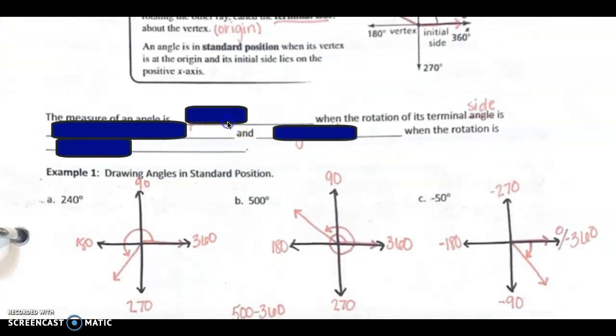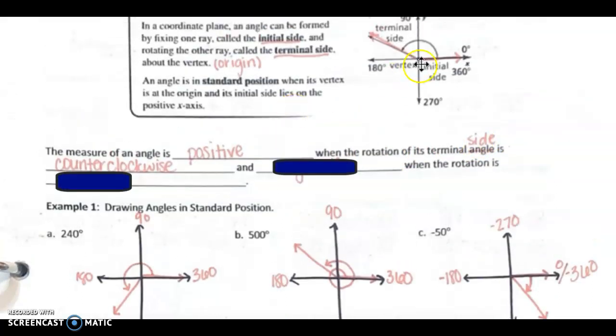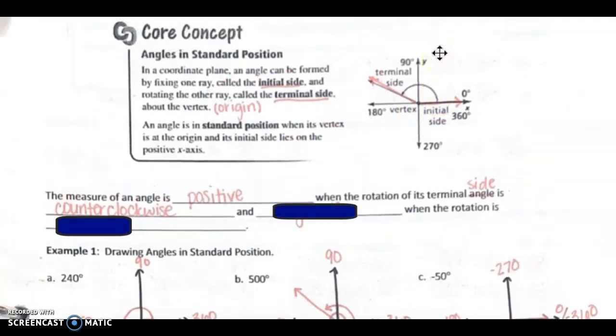So it says the measure of an angle is positive when the rotation of its terminal side is counterclockwise. So meaning it goes up first, just like it did in this one. And it's negative when the rotation is clockwise. So if you start here at this initial side and you go down first, that's when it's negative.